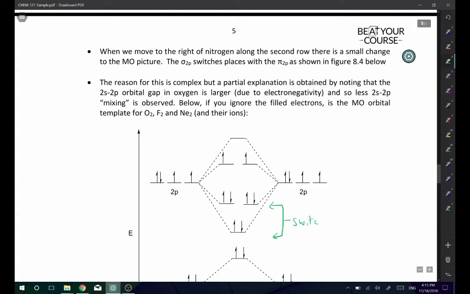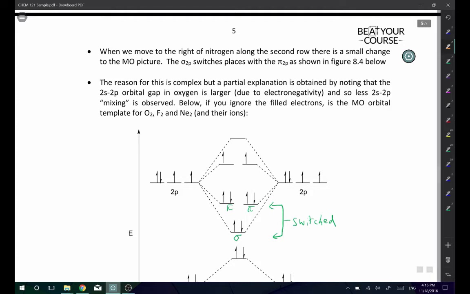What are they? They are the sigma orbital and the pi orbital belonging to the combination of your p orbitals. And they've switched places. You don't need to know why. It's to do with the electronegativity of oxygen. Essentially, this sigma orbital is now lower in energy because of oxygen's electronegativity. That's all you really need to know. I doubt they would ever ask that.